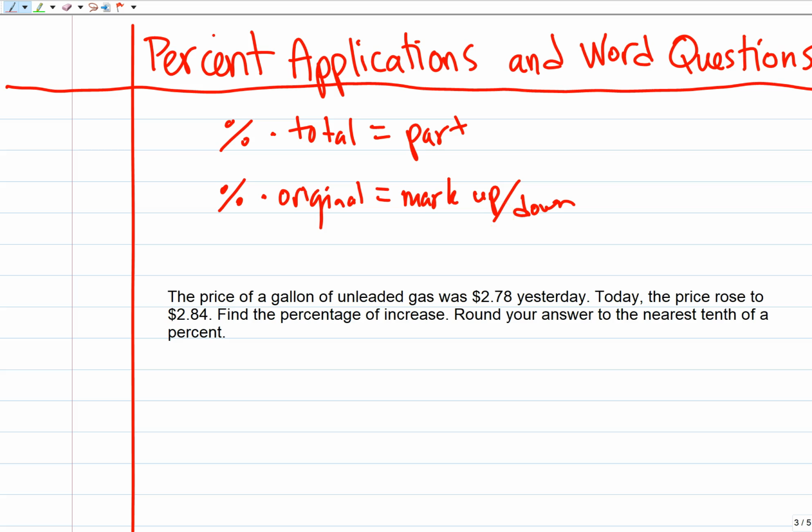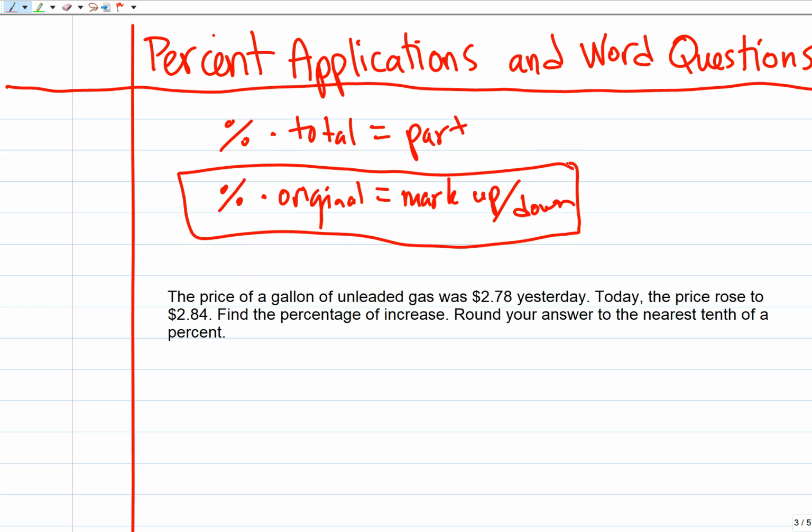I think that's the one we're going to go ahead and use this time. What they want is the percentage of increase. They want to figure out the percentage of markup. Okay? So basically, we don't know the percent. That is our X times the original price. What was the original price of the gas? Well, that was the $2.78. Is equal to, since this is the percentage of markup, this will be the amount of markup. It will not be the $2.84. That is not the part.